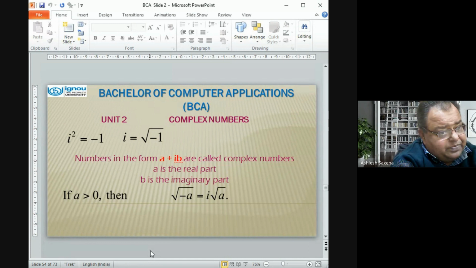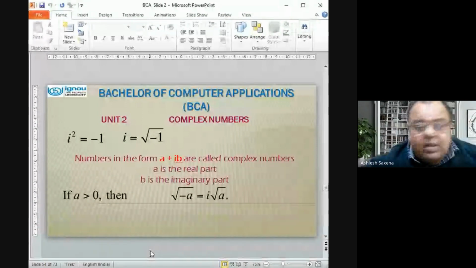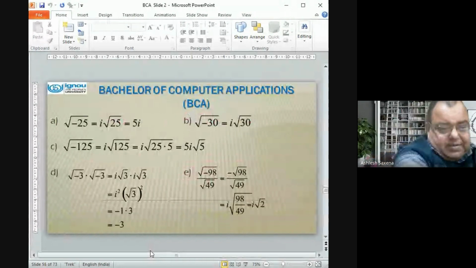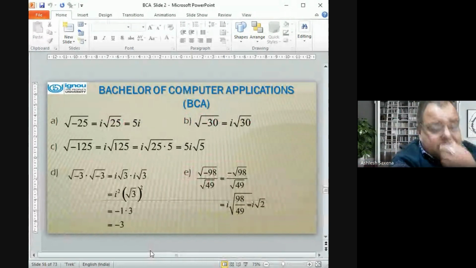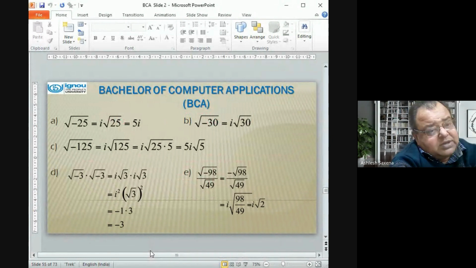That means minus 4 can be written as i, which is known as iota. What is known as iota? Where and how does this iota come from? First of all, you can see that it is minus 25. Minus 25 can be written as i under root 25. Under root of 25 is 5, so your answer will be 5i.